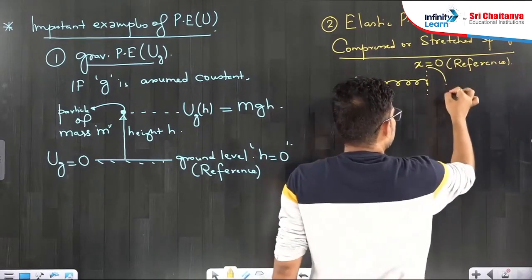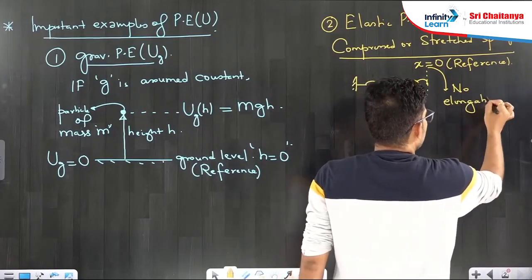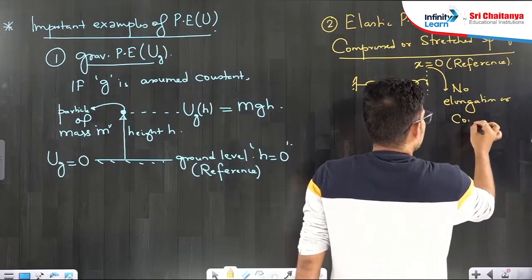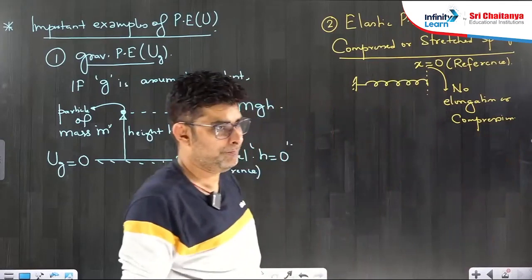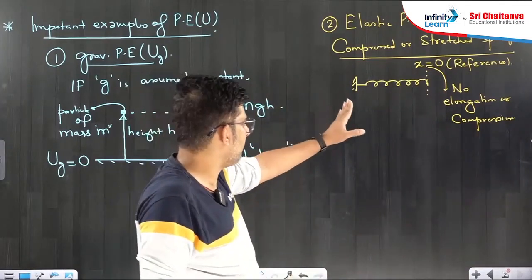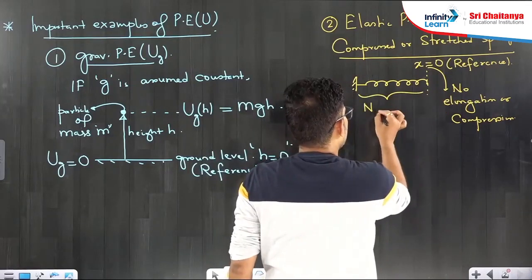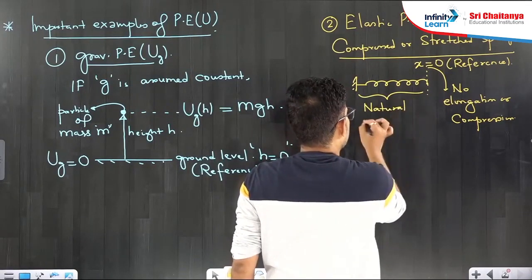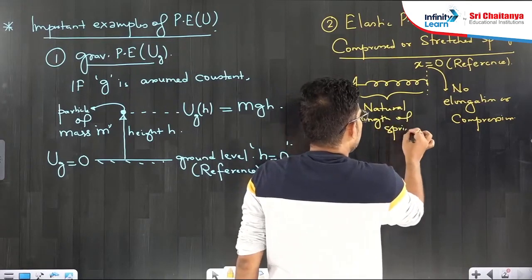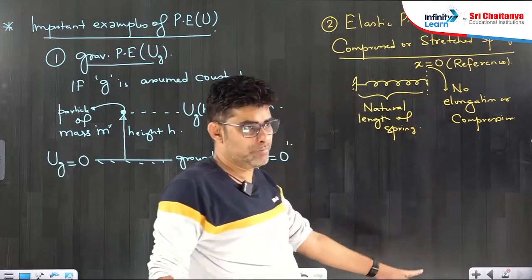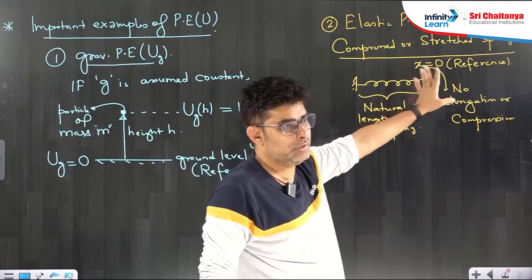Reference means this denotes no elongation or compression. So there is a spring, and this length we call the natural length of the spring. When the spring does not have any elongation or compression, we take it as natural length and we denote this as x equals 0.